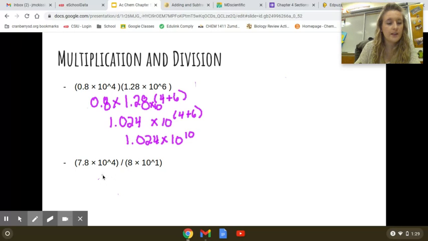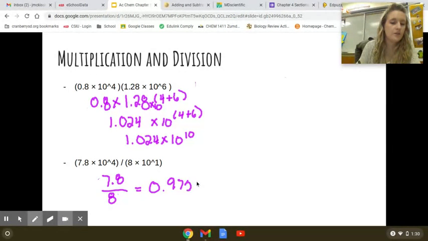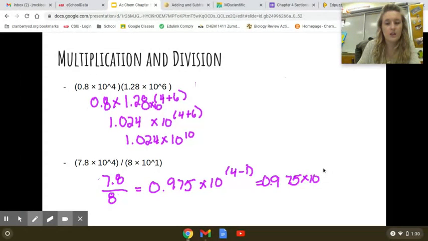So we're really going to take 7.8 divided by 8. And if I plug it into a calculator, that's going to give us 0.975. And then times 10 to the, remember this time we're subtracting 4 minus 1. So we're going to end up with 0.975 times 10 to the 3rd.